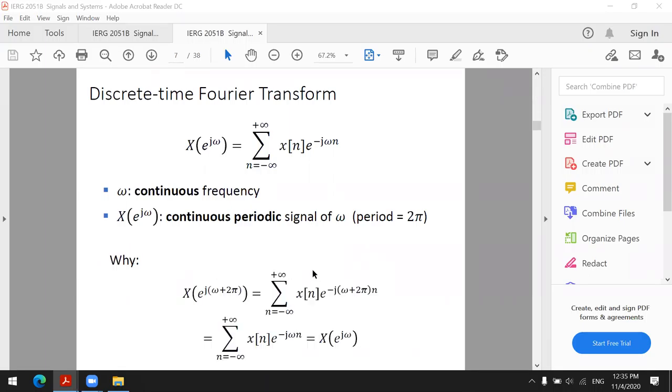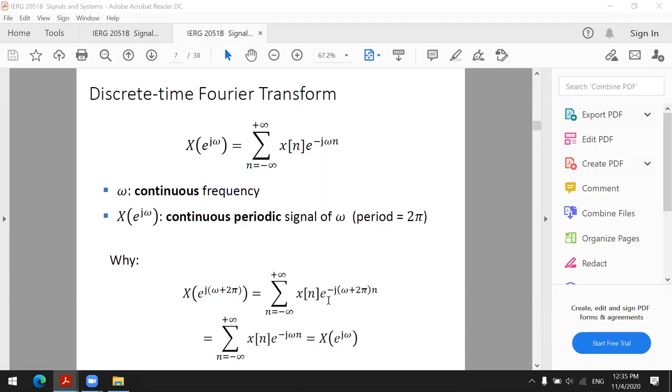And why 2 pi? Because for this signal, x of exponential j omega, if you consider omega plus 2 pi, then substitute it on the right-hand side, we change the omega on the right-hand side with omega plus 2 pi.